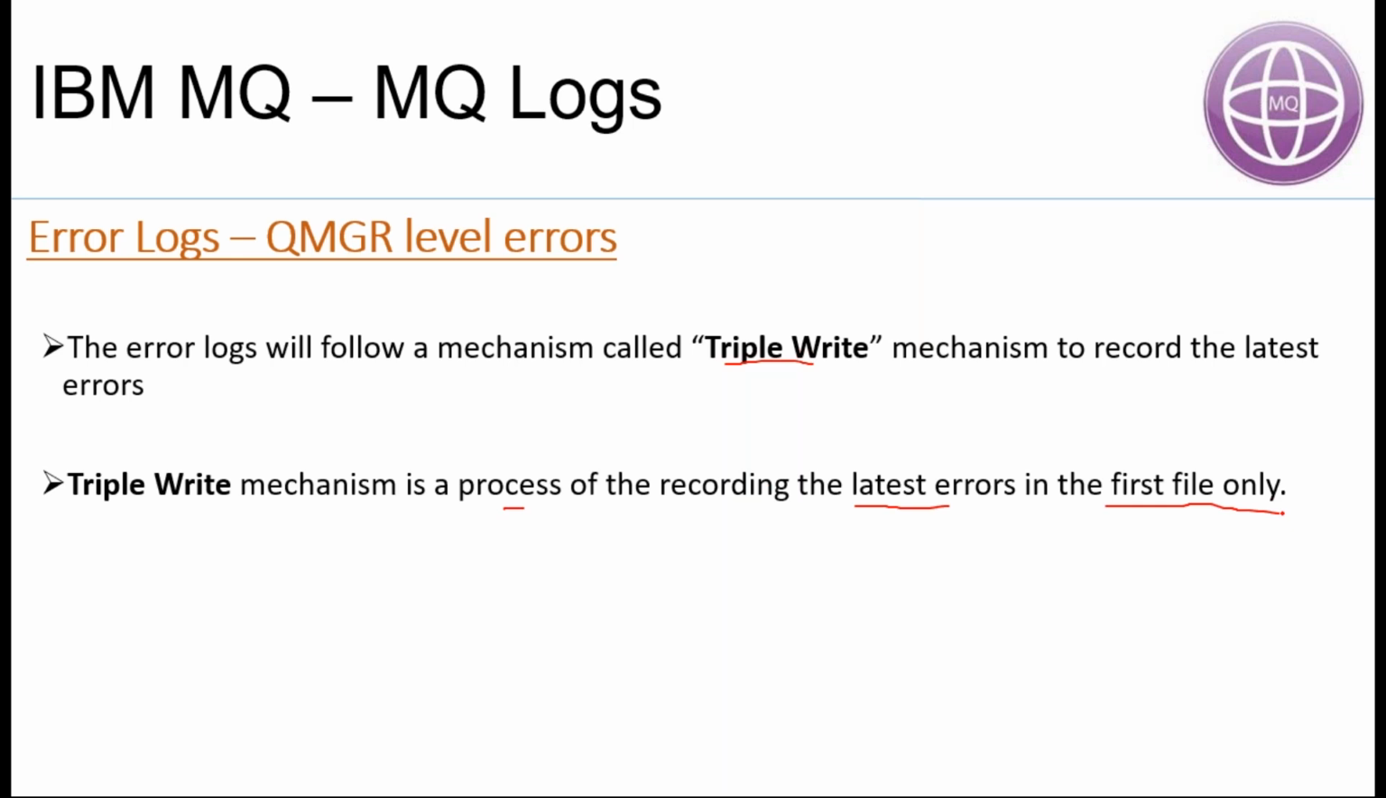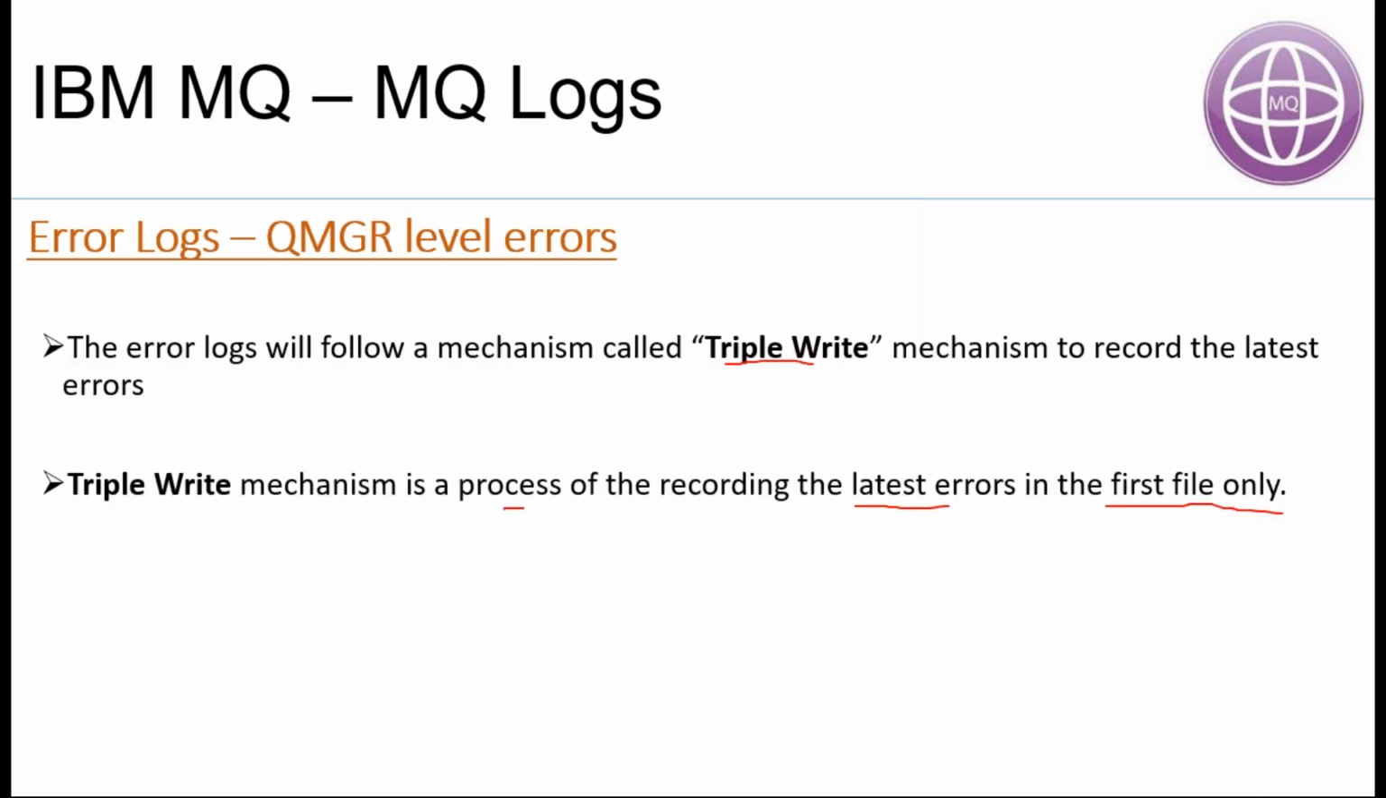With the help of this triple write mechanism, we have a great advantage: if any latest error happens, you need not worry about which file you should go to. Blindly you can go to the first file and go to the last line of the first file, so that the latest error will be recorded as the last entry in the first file.